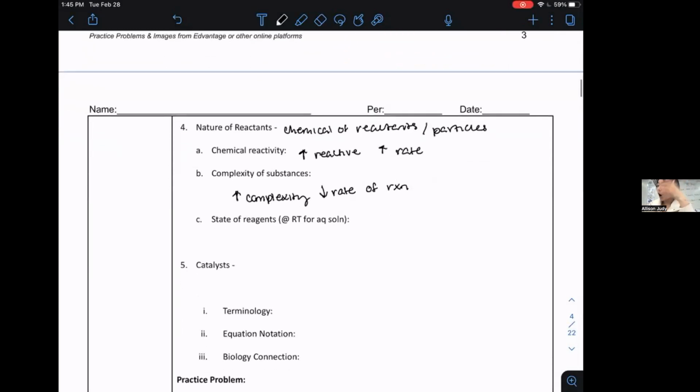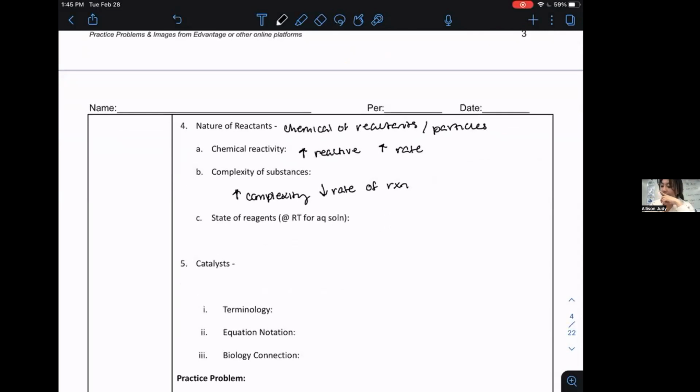Okay. Also, of course, state of reactant in general. We would assume that, generally speaking, gas reactions are likely to react at a slightly faster rate than purely liquid reactants or purely solid ones at room temperature in aqueous solution.